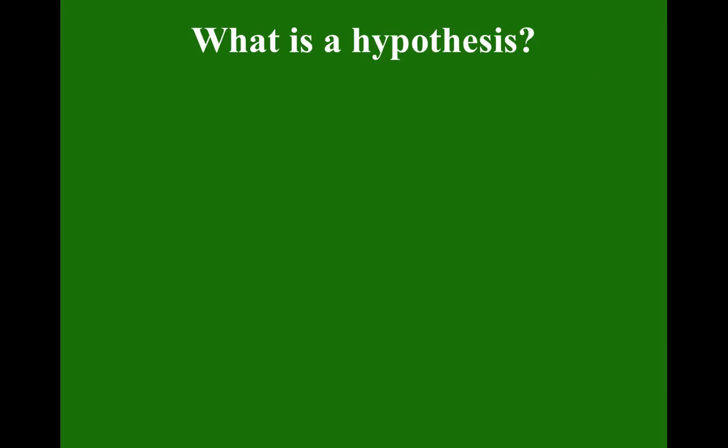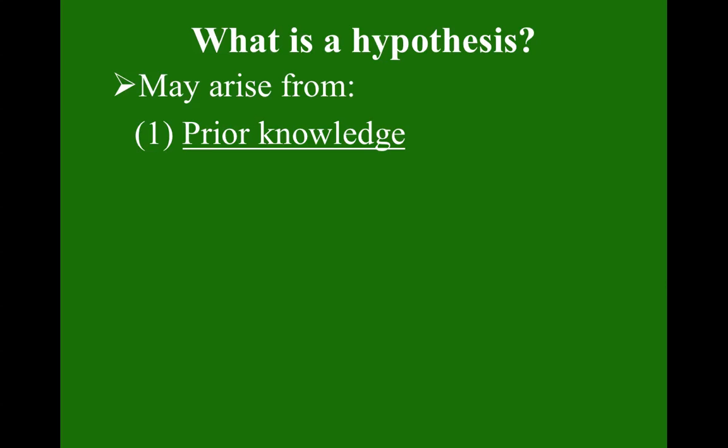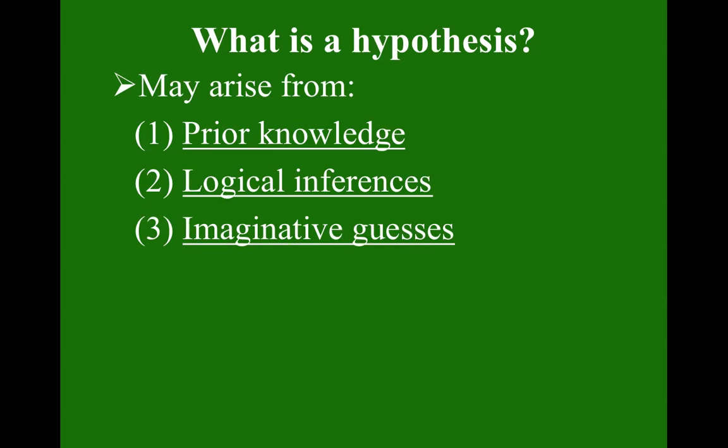A hypothesis can arise from prior knowledge, so we can actually take inferences that we've made and make a guess based on that prior knowledge and experience. A logical inference, and these are the two that we're really going to use the most here in this class. There is a third type, and this is the imaginative guess. These have a place in science, especially when we are exploring new frontiers, like for instance determining the structure of DNA. The hypothesis that actually led to the discovery of that was an imaginative guess.